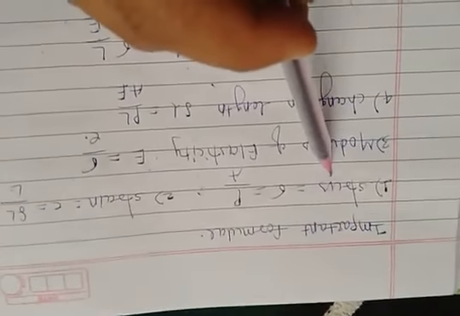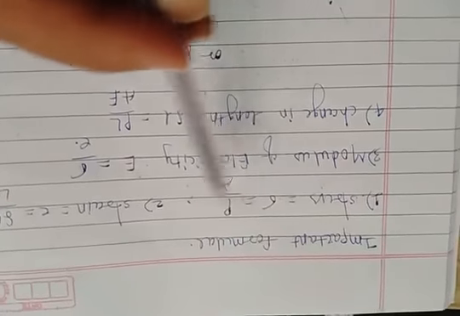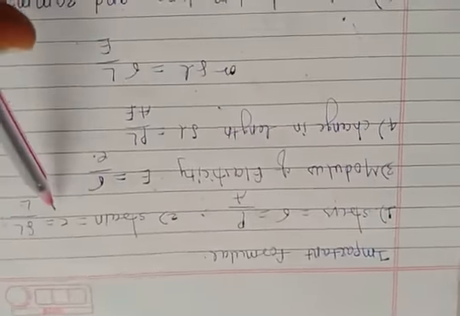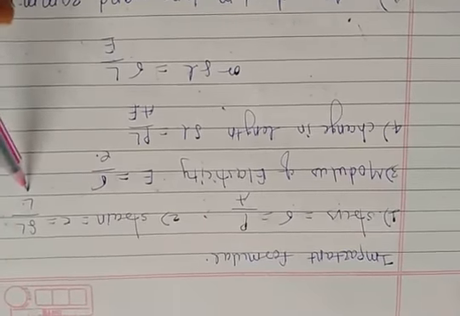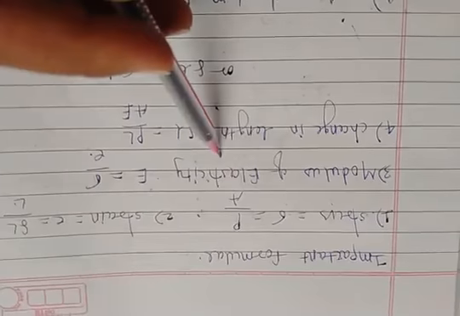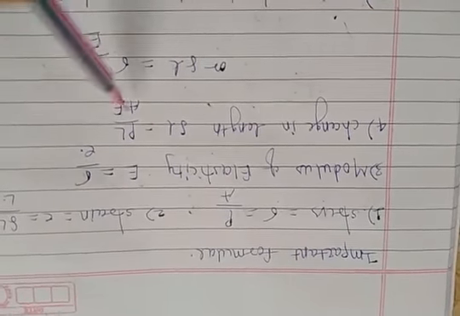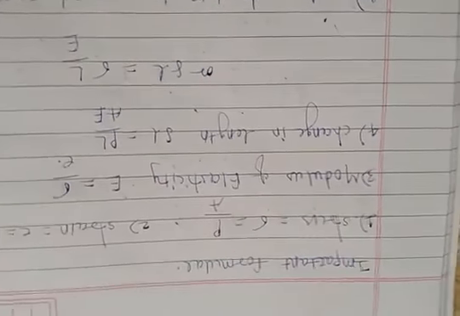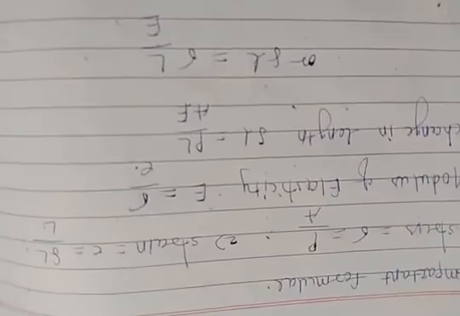These are some important formulae which we have to use while solving numericals. The first formula is stress, denoted by the letter sigma. It is calculated as load upon area. Strain is calculated as change in length upon original length. Modulus of elasticity is stress upon strain. Change in length is PL upon AE. Based on these four formulae, we are going to solve some numericals.